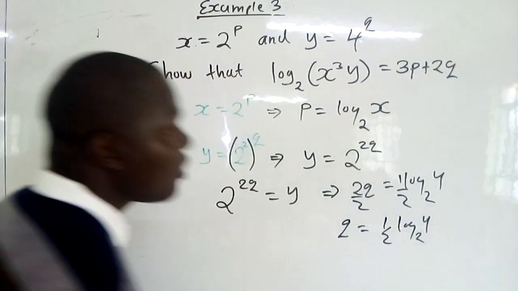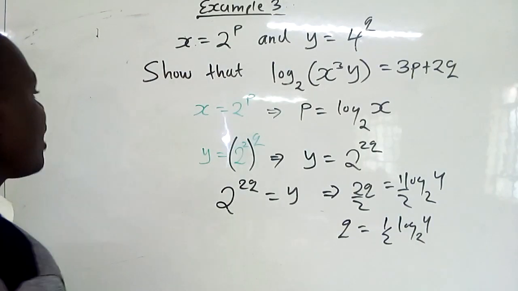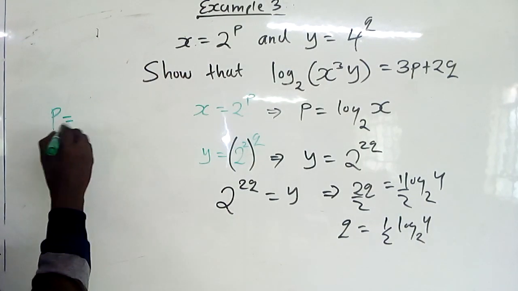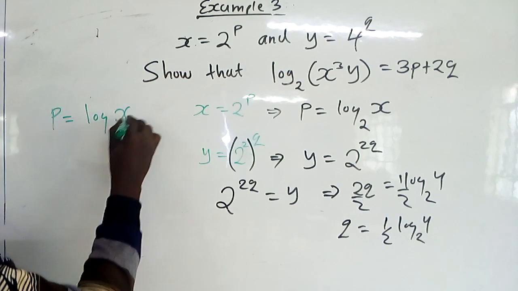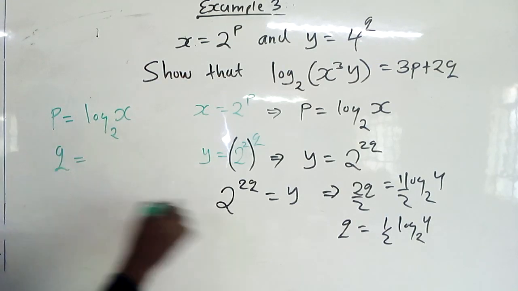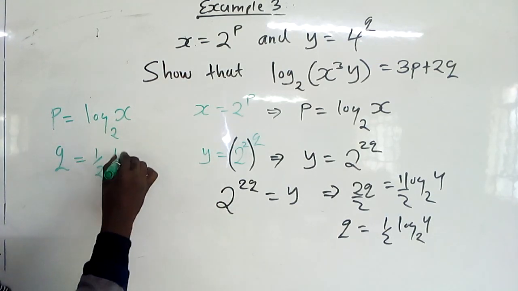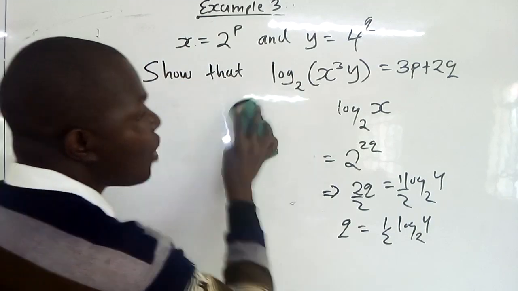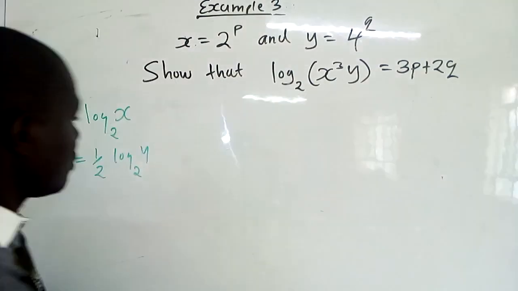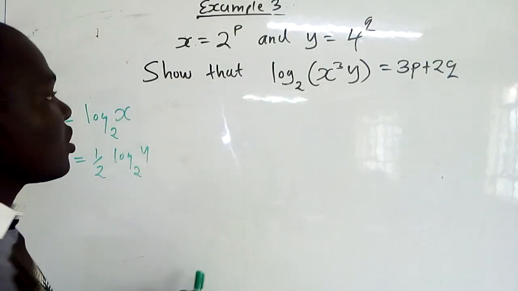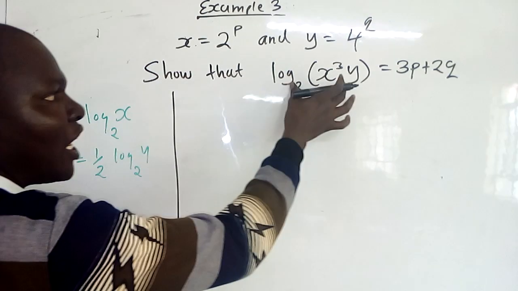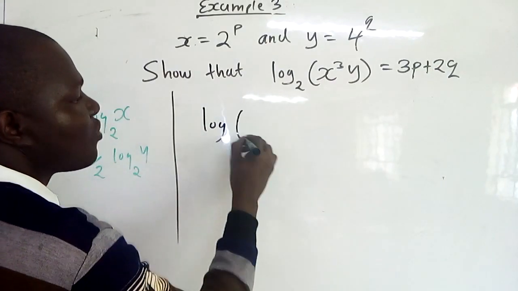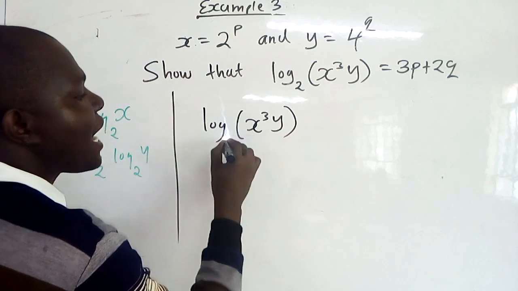So in the end, we found p is equal to log x to base 2, and we found q is equal to a half log y to base 2. So after finding the two, we now go back to our problem. What is our problem? We start with the left hand side of the equation, log x cubed y to base 2.